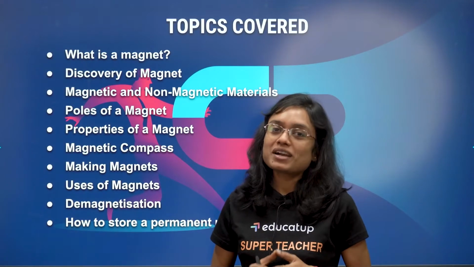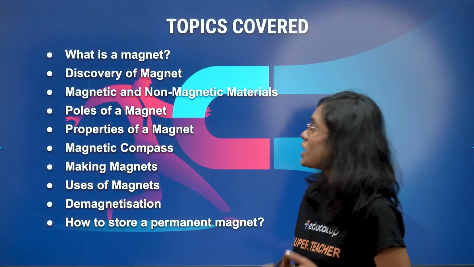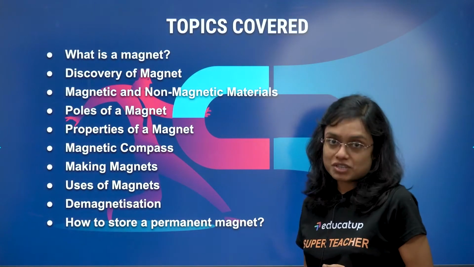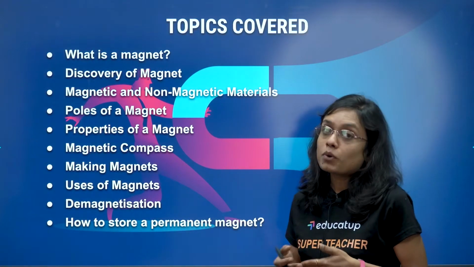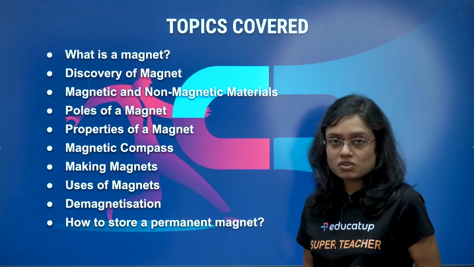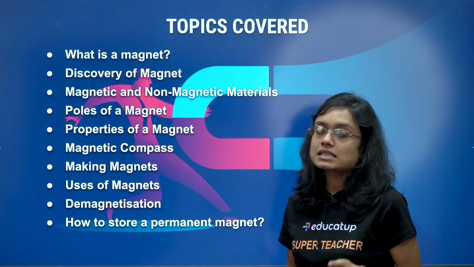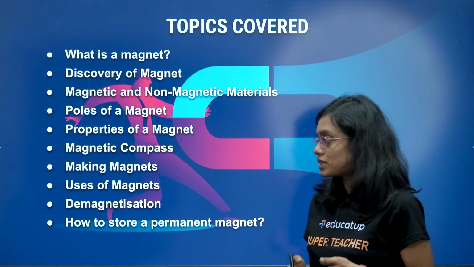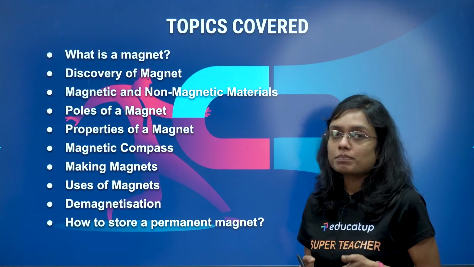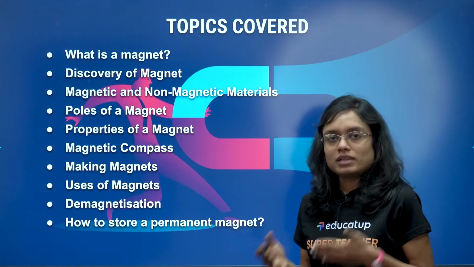In this module, we are going to cover the following topics. What is a magnet? Discovery of a magnet, magnetic and non-magnetic materials, poles of a magnet, properties of a magnet, magnetic compass, uses of a magnet, demagnetization, and last but not the least, how to store a permanent magnet. Now let's move ahead.